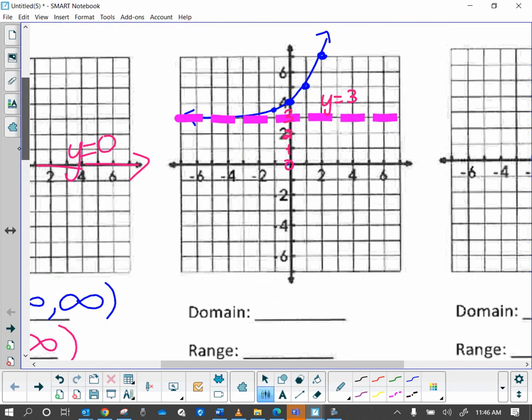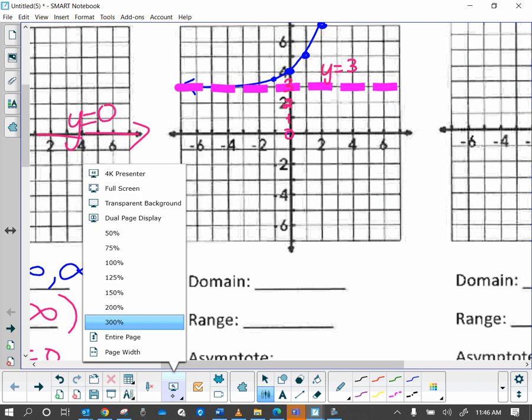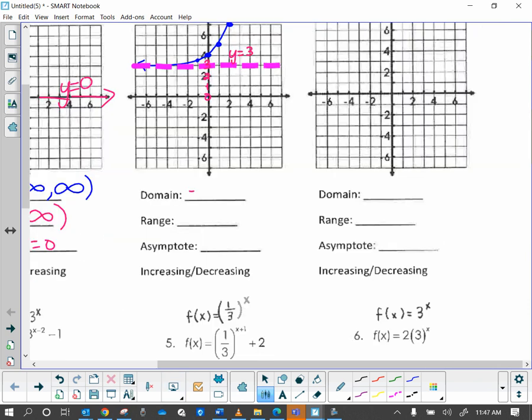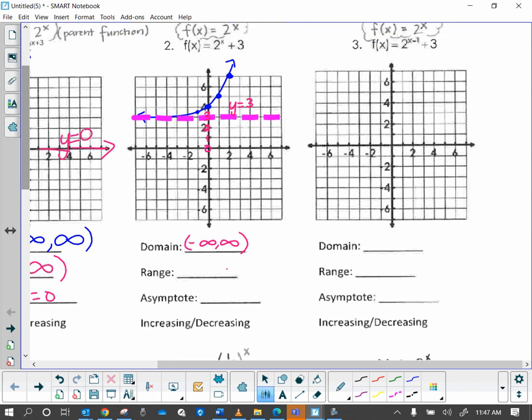So the domain for this would be all real numbers. So -infinity to infinity. The range starts at 3 and it goes to infinity because your asymptote is y equals 3, because that's the imaginary line that it doesn't go past. And then it's increasing from left to right.